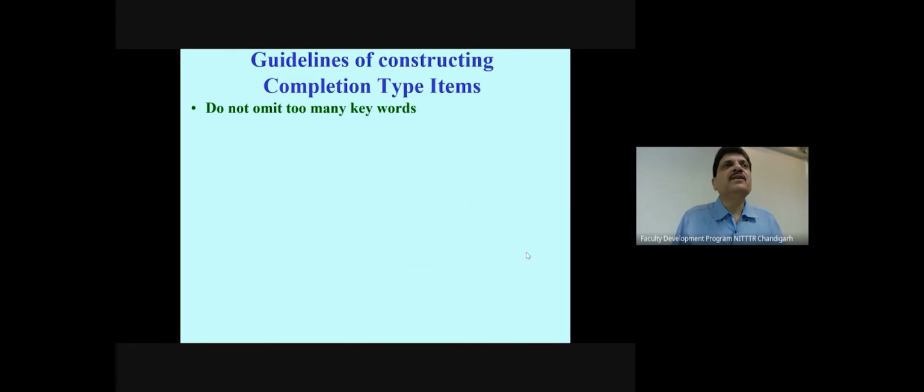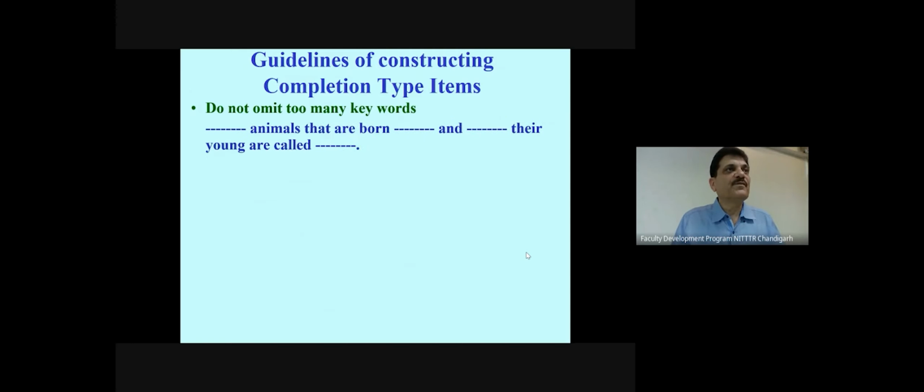Do not omit too many keywords. कि आपने 3-4 blank रख दिए and the student is not able to identify. आप में से कोई इंग्लिश लैंग्वेज का बच्चा इसको कंप्लीट तो कर देगा, बट इट मे और मे नॉट, यू सी, meet my answers. Warm blooded animals that are born alive and suckle their young ones are called mammals. तो mammals को आप जो है एंड में रख सकते हो.